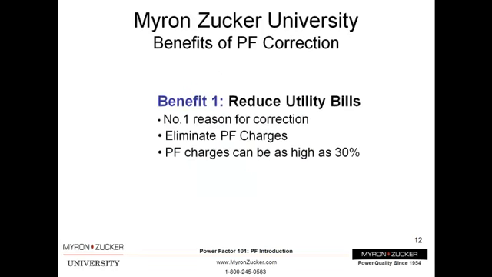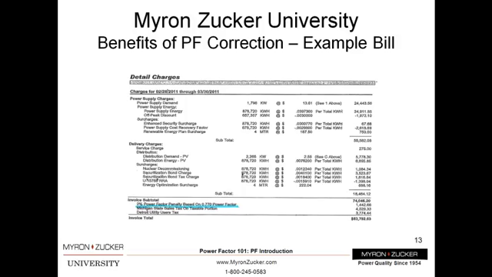Benefit 1 is to reduce utility bills. This is the number one reason for power factor correction. This eliminates or reduces the power factor charge component of the utility bill. Depending on the utility provider and the power factor value, the power factor charge can be as high as 30% of the utility bill. This example bill lists the power factor for the billing period as 0.770, power factor penalty factor of 2%, and the penalty charge of $1,442.